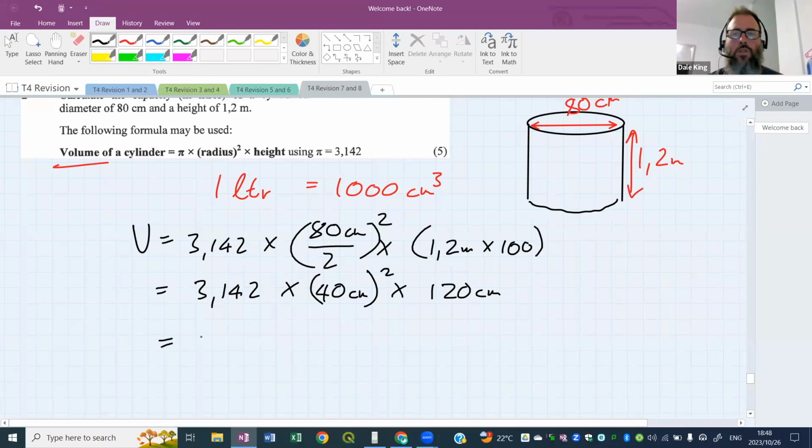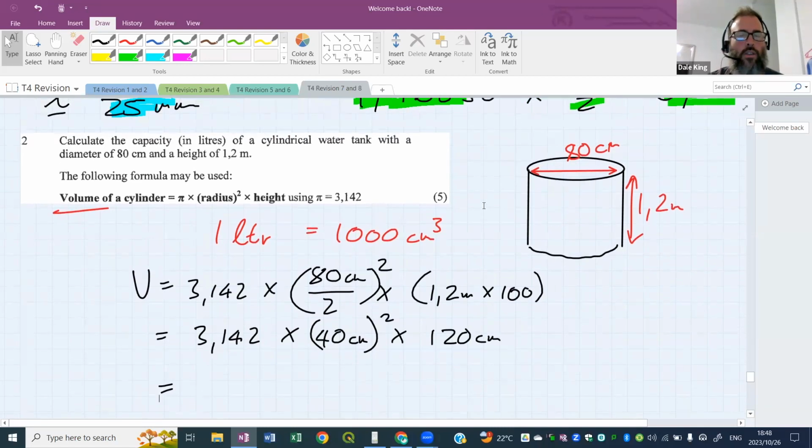And why is Mohammed choosing centimeters, by the way? Why didn't he convert the 80 centimeters into meters? Because the conversion that they give us here is a centimeter cubed conversion. If it was meters cubed to a certain number of liters, then Mohammed would have suggested we change all the units to meters. But because they give us a conversion with centimeters cubed, we want to keep the units as centimeters.